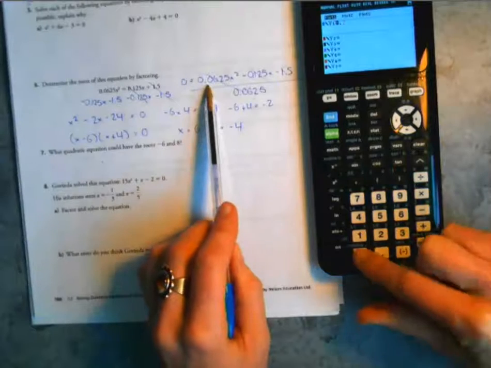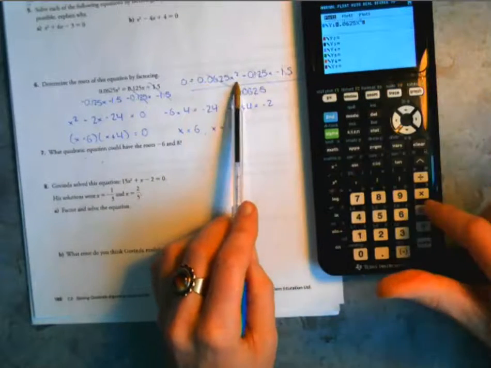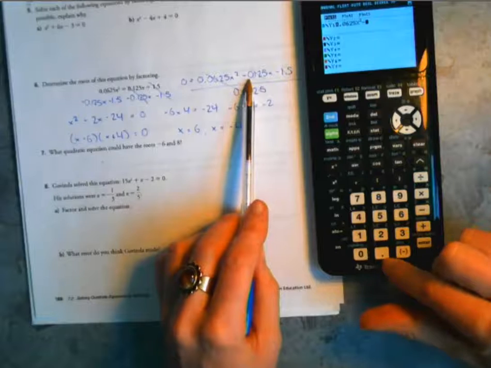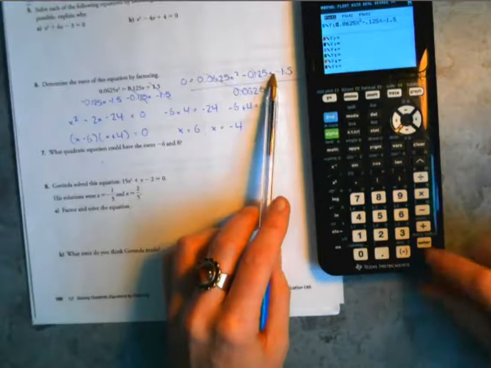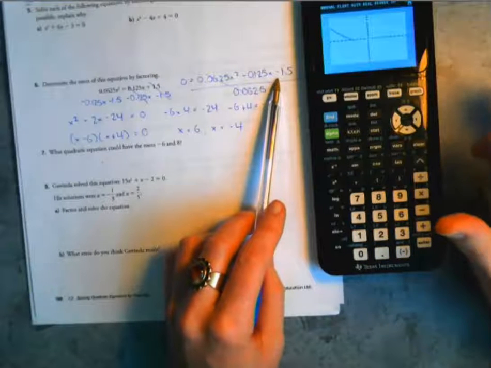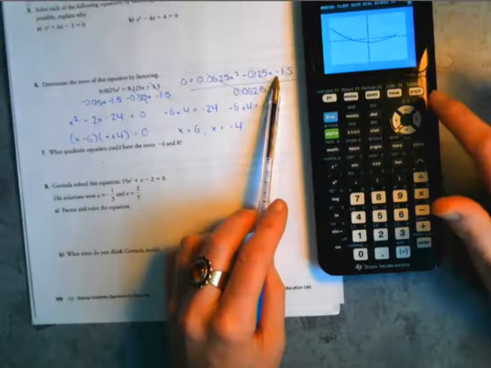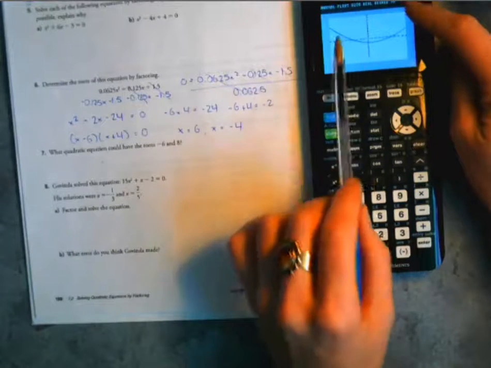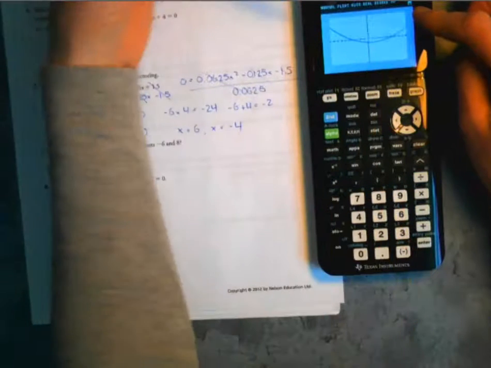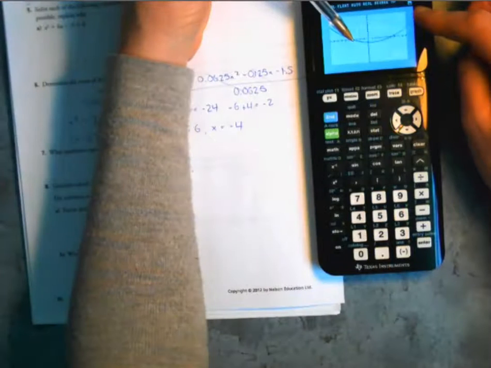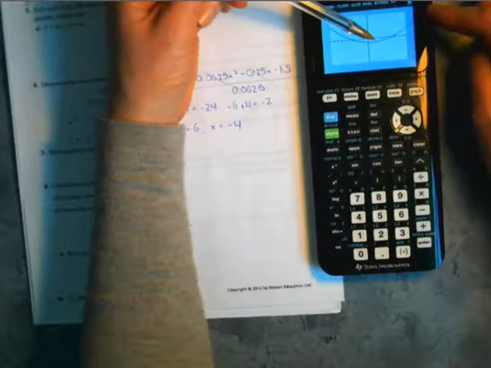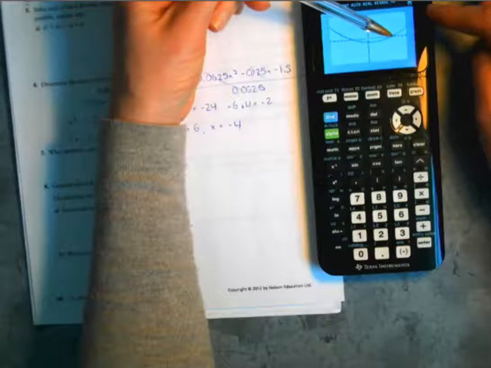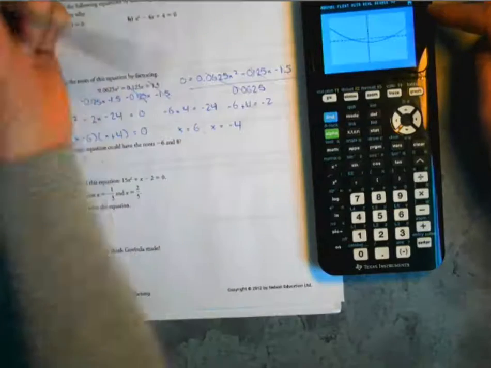So it's going to be 0.0625x squared minus 0.125x minus 1.5. Okay, and then you can go to your graph. And what you will want to do is just check and see. Now with this particular one, I have my window set to standard settings, so if I wanted to, I could actually just count. I have 1, 2, 3, 4, and you can pretty much see that the graph crosses over at -4 there, which is what we said, so that's good. And then for this one, it's going to be 1, 2, 3, 4, 5, 6. +6, it crosses over. So you can just check.